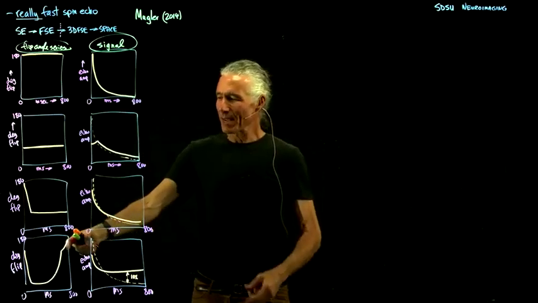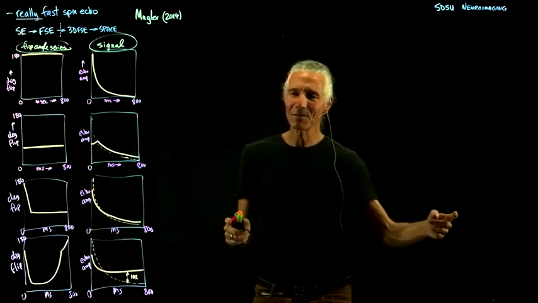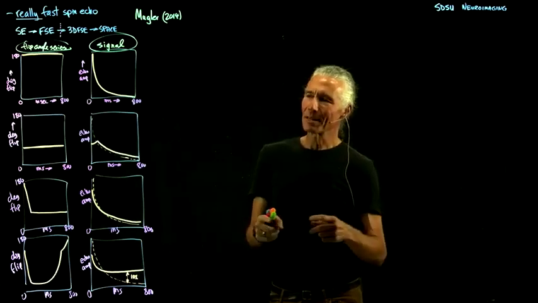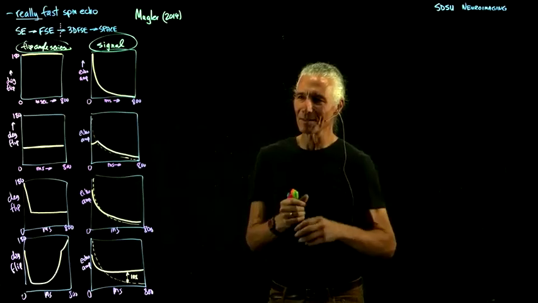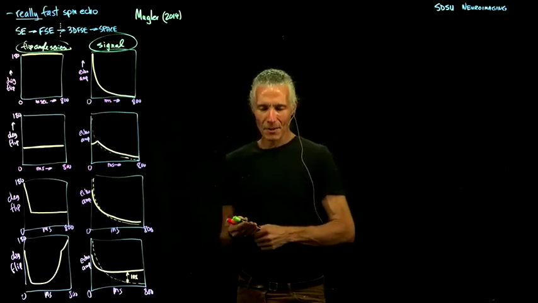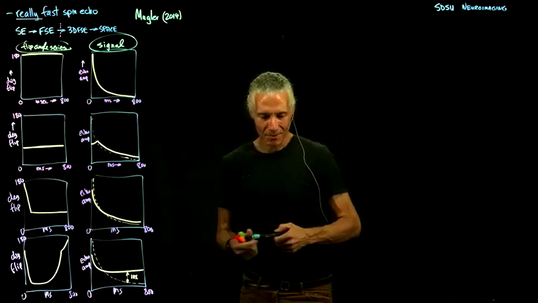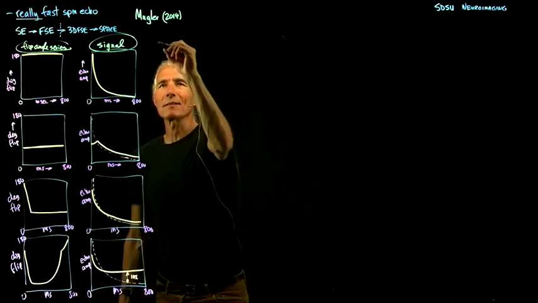So how does this work? Now that we've got a signal that will last a long time, we can do endless echo trains. So we can do 150 echoes, 270 echoes, huge numbers of echoes. And so now it'll give us enough signal to do really fast spin echo. So what does the pulse sequence look like?